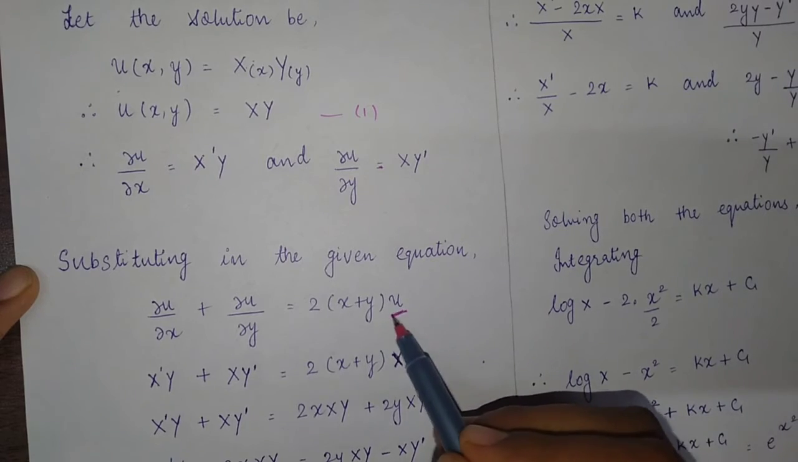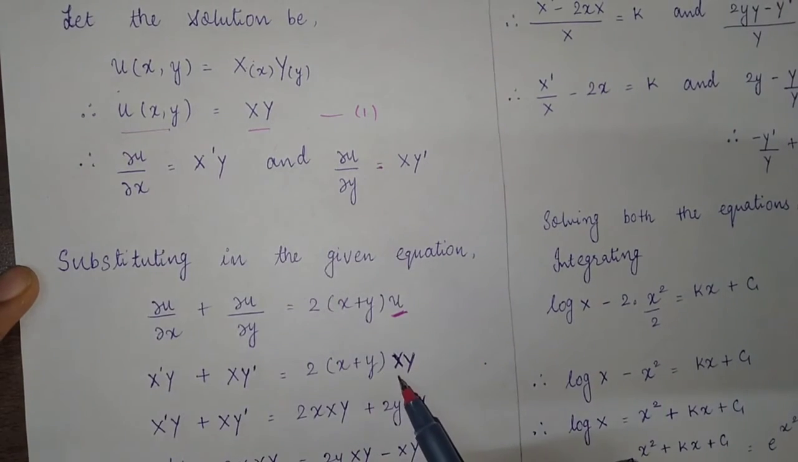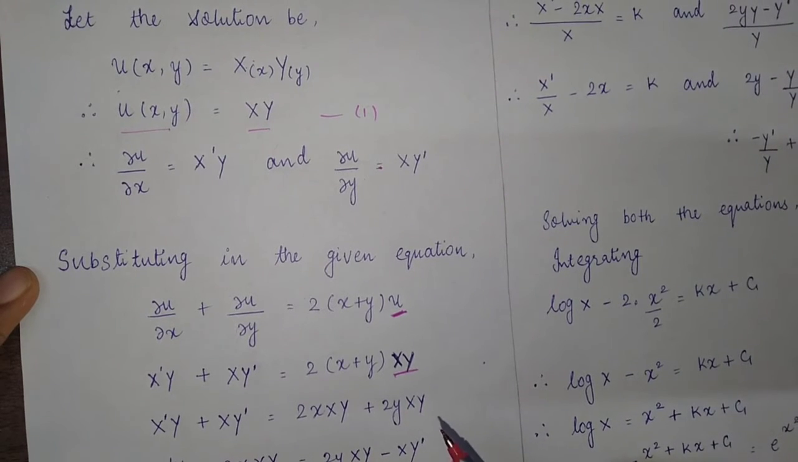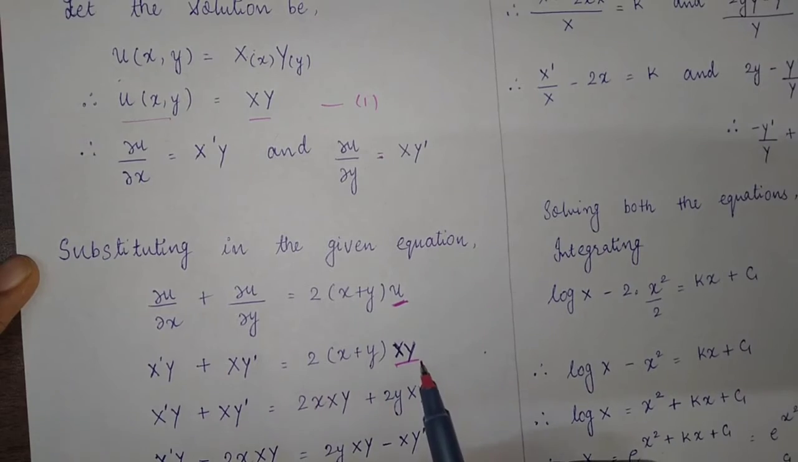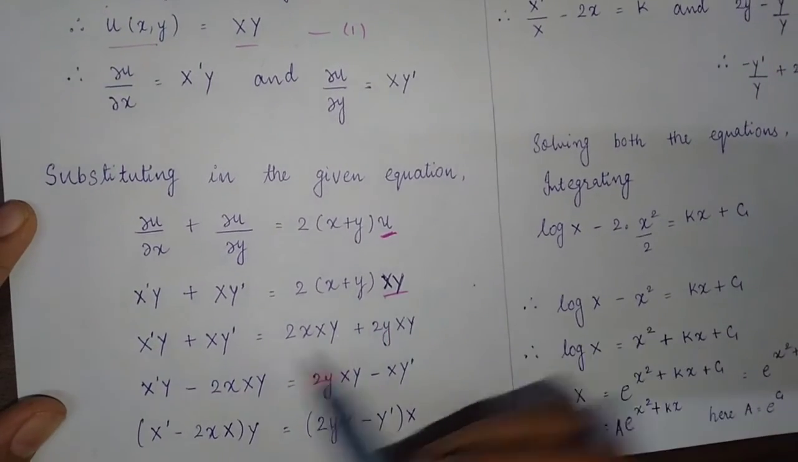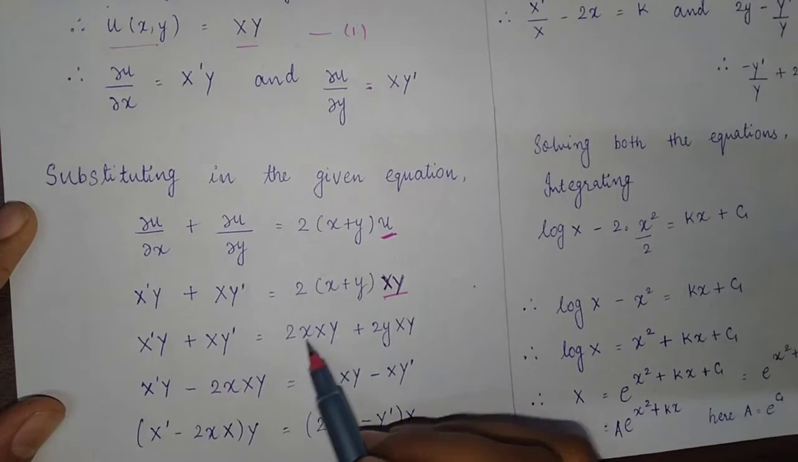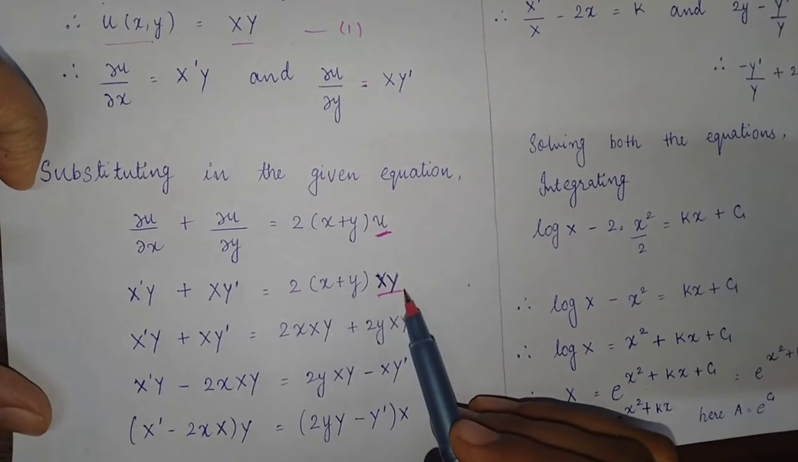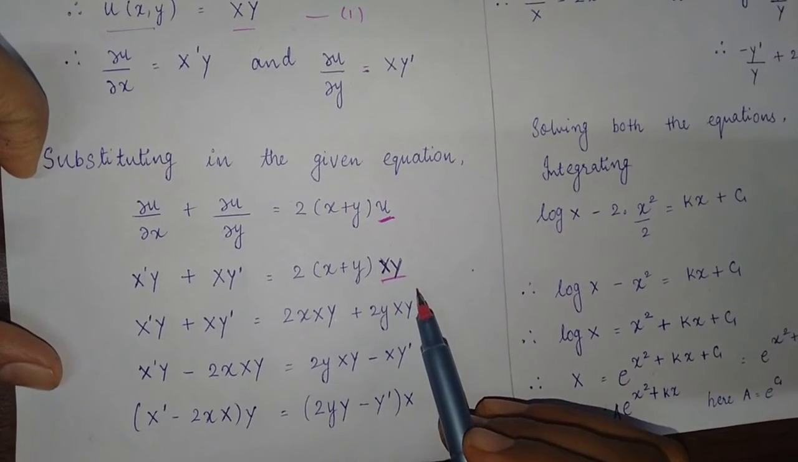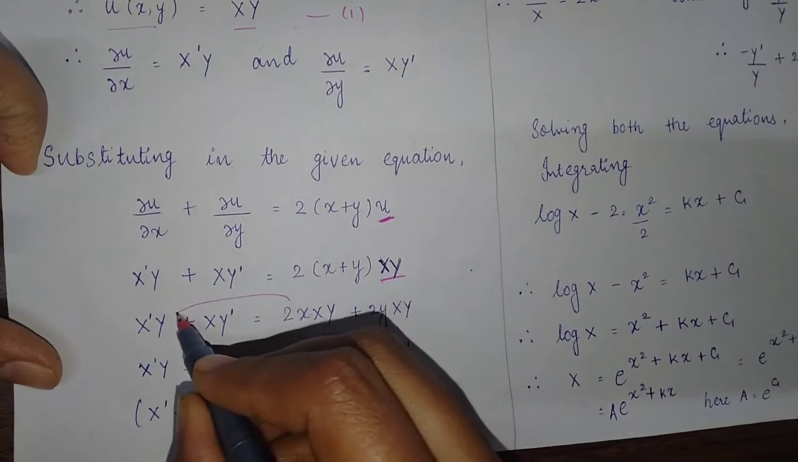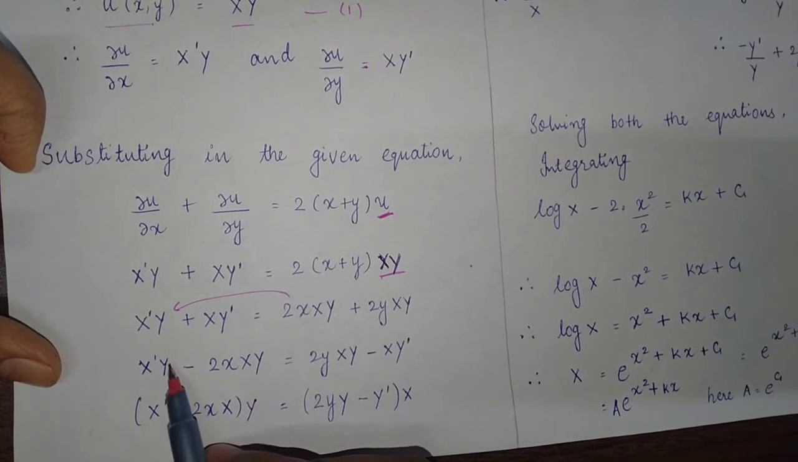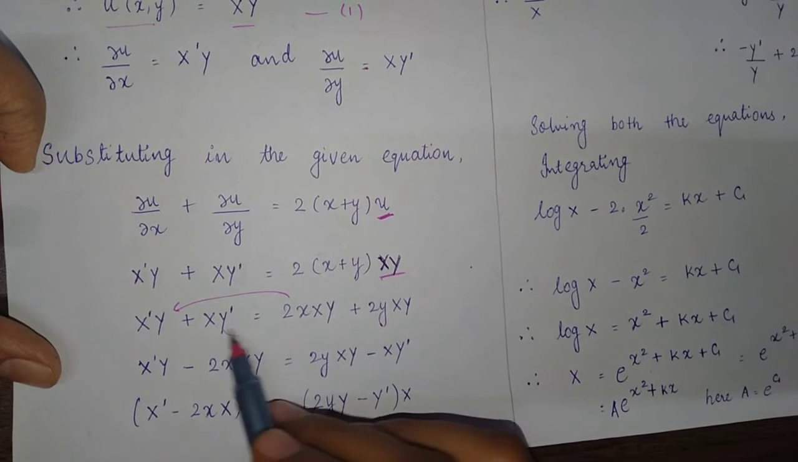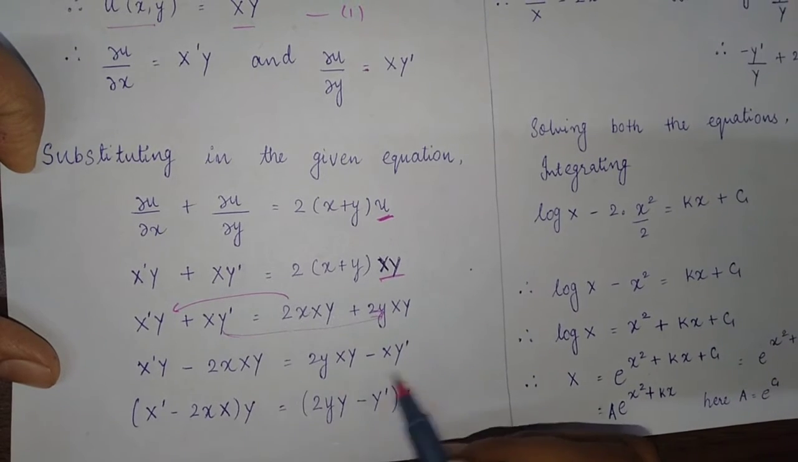We also have the value of u, that is x into y, so here we have to put xy. Now if I open the brackets, then I will get x dash y plus xy dash is equal to 2x into capital XY plus 2y into capital XY. Now if I take this term here, I will get x dash y minus 2x into capital XY, and if I take the other term here, then it will be this minus this term.